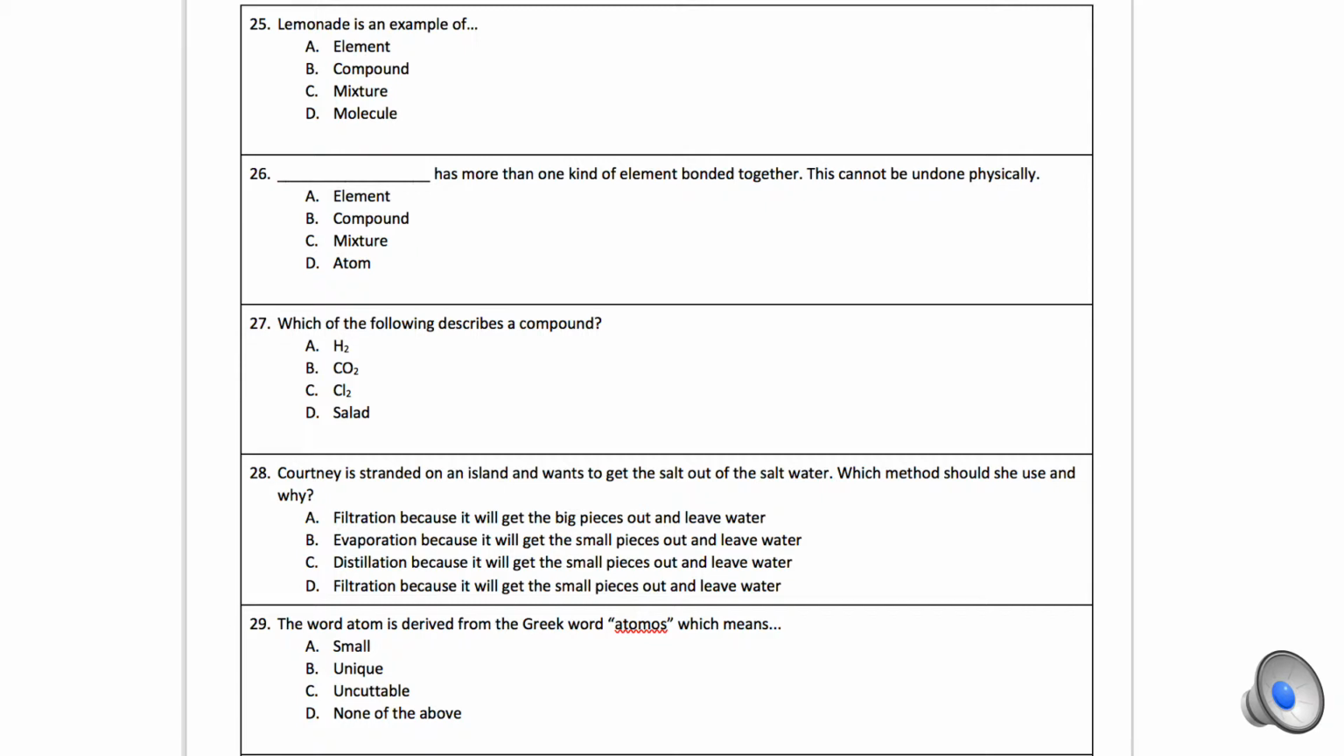Number 29. The word atom is derived from the Greek word atomos, which means A, small, B, unique, C, uncuttable, or D, none of the above.